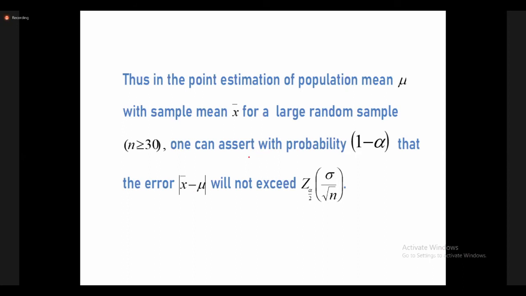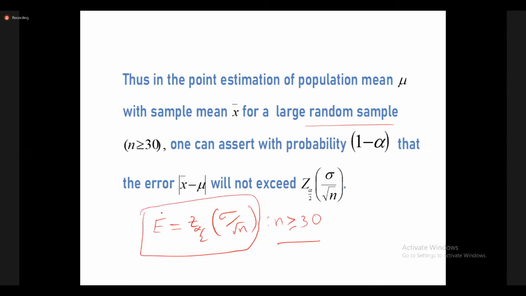Now this is the maximum error for large samples. For large samples, the maximum error capital E is equal to Z alpha by 2 into sigma by root n, where n is greater than or equal to 30. We'll use this formula when the sample size is greater than or equal to 30. All of you remember that formula.